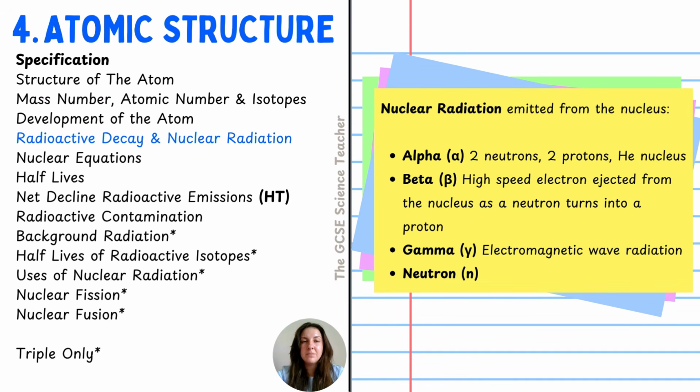Nuclear radiation is emitted from the nuclei in different forms. The first is alpha, which is 2 neutrons and 2 protons, or a helium nucleus. Beta, or beta decay, is a high-speed electron ejected from the nucleus as a neutron turns into a proton. Gamma is an electromagnetic wave of radiation, and neutrons are also emitted too.